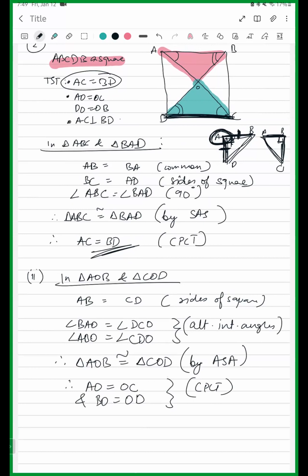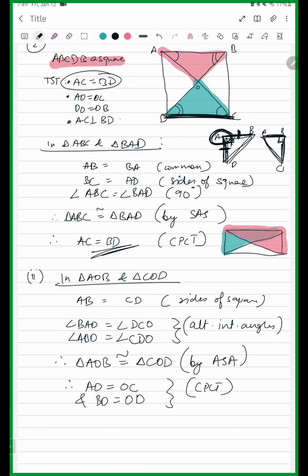So there's a trick. The first one: it doesn't matter whether ABCD is given as a square, a parallelogram, or a rectangle, whatever. Even in a rectangle, the diagonals are equal. So if they give you a rectangle and say prove that the diagonals are equal, you will always take two triangles which share a side in common, if you have to prove the diagonals equal.